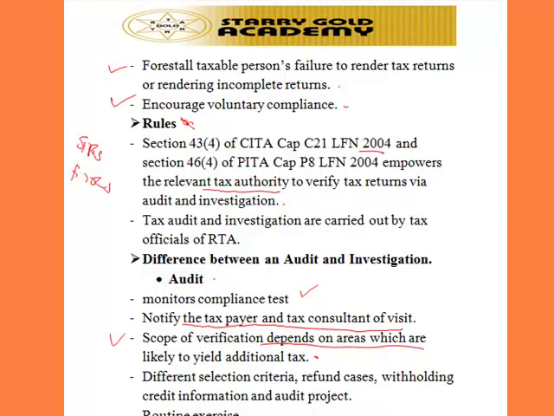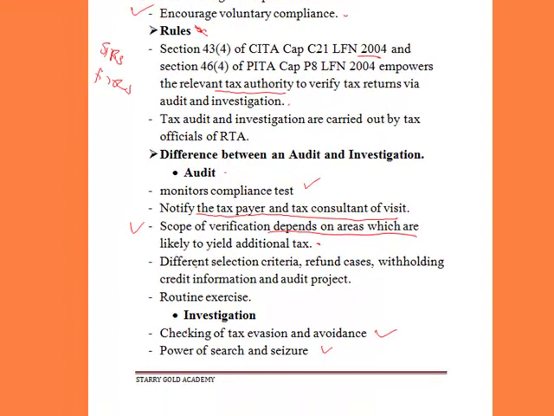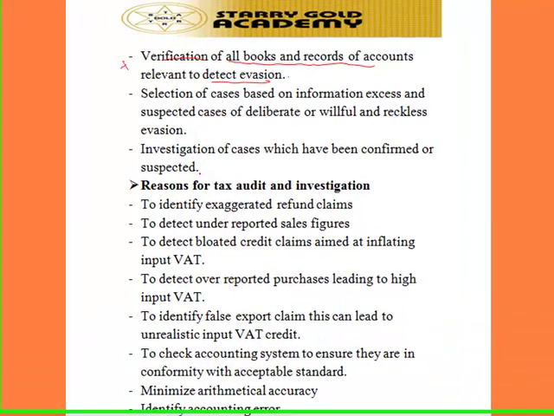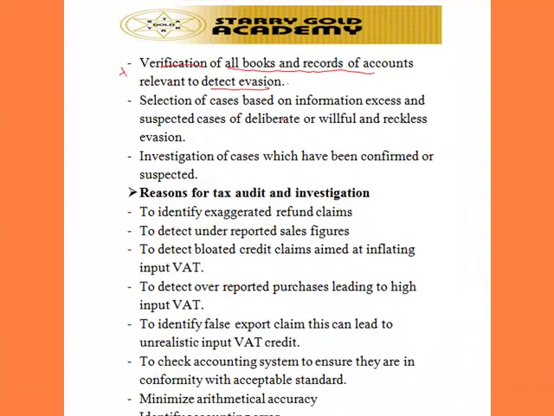Then there are different selection criteria, and not just one can be used. Refund cases, withholding tax credit information, and audit projects, various bases. But for investigation purpose, selection is usually through referrals from the tax audit department, or is sometimes based on information on suspected cases of deliberate or willful or reckless evasion. And lastly, audit is routine in nature.